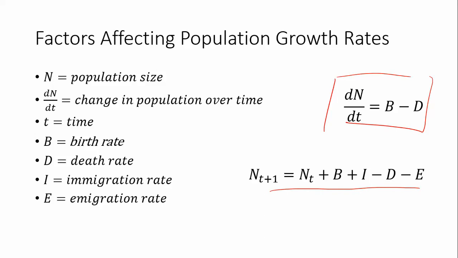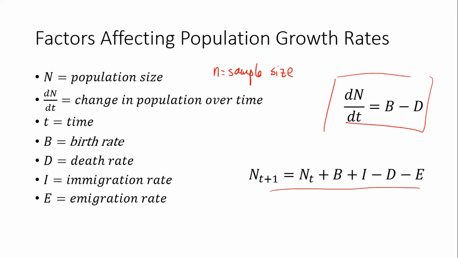N is always going to be our population size. It's capitalized. That lets you know it's different from, remember, we have lowercase n, which is sample size. dN over dt is our change in population over time. And if you're wondering why the d's, if you've taken calculus, then it's basically like a derivative. T is time.